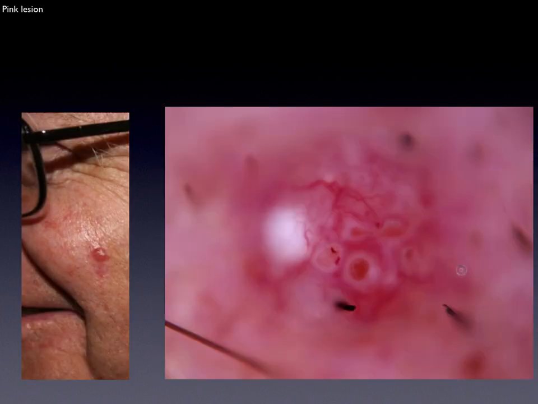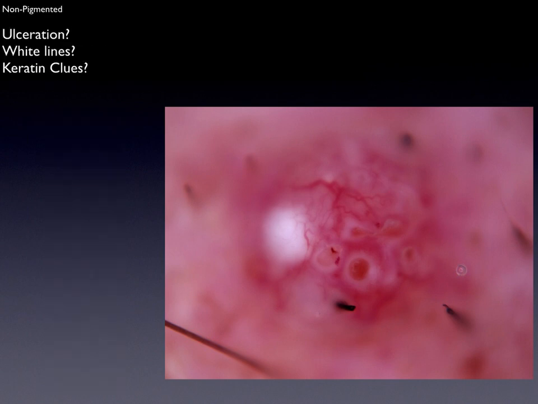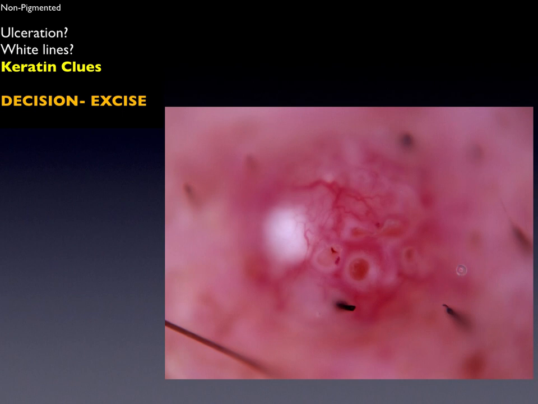Here we have a red lesion on a man's cheek. We cannot diagnose this as a pattern recognition benign lesion, so being non-pigmented, we apply prediction without pigment, and we look for ulceration. We can't see ulceration. We look for white clues. There are no white lines, but there are keratin clues, and so we decide to excise this lesion.